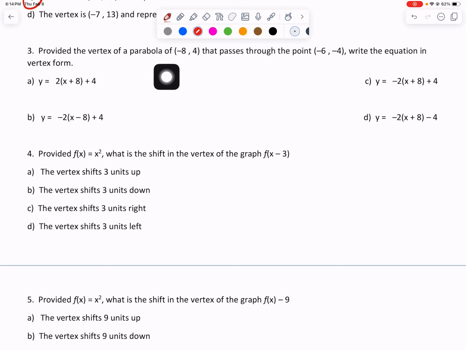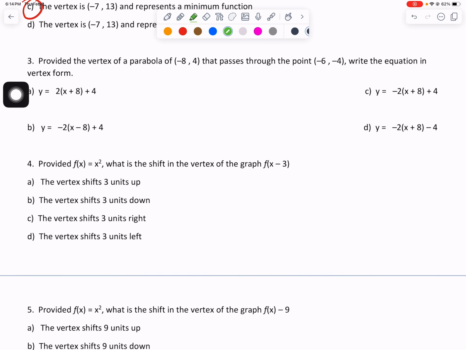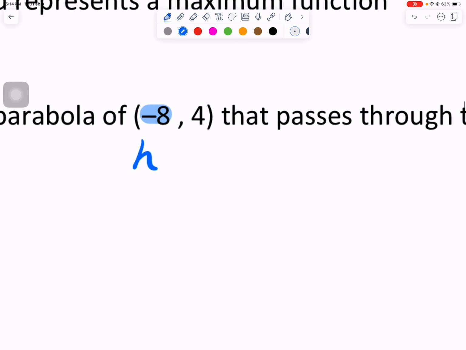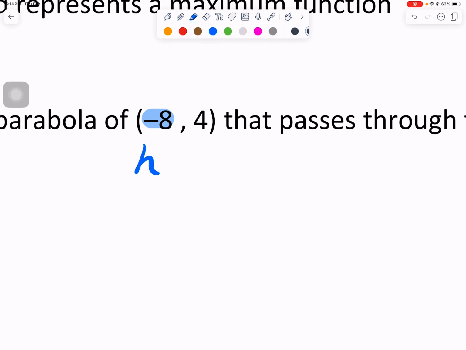Anyways, let's go through. Just like we did above, we were given the function and had to write the opposite of our h value. So what I'm going to do here, guys, I want to identify first. Let's make this our h. Let me zoom in so those viewing can actually see.